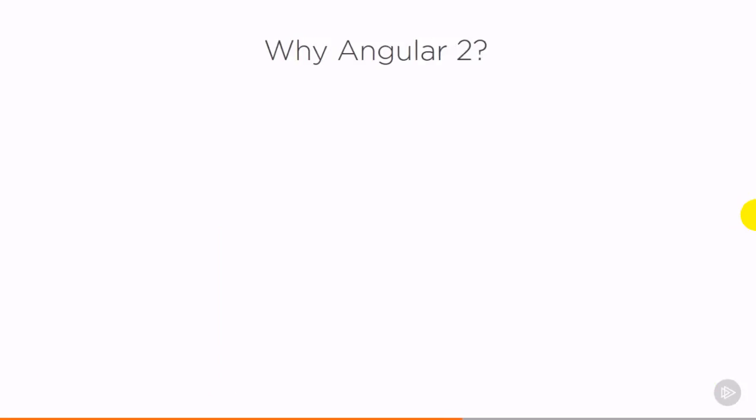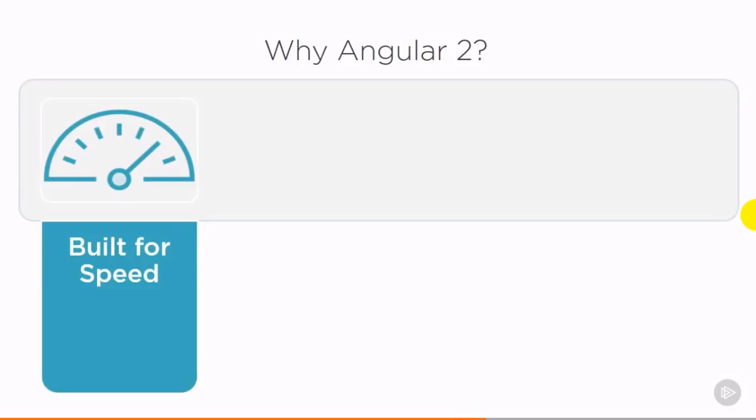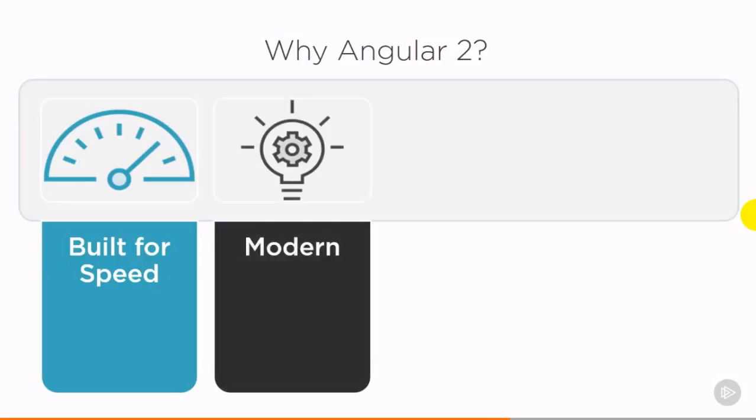With so many developers already using Angular 1, why do we need an Angular 2? Angular 2 is built for speed. It has faster initial loads, faster change detection, and improved rendering times. Angular 2 is modern. It takes advantage of features provided in the latest JavaScript standards and beyond, such as classes, modules, and decorators. Yet it supports both greenfield and legacy browsers: Edge, Chrome, Firefox, and Internet Explorer.